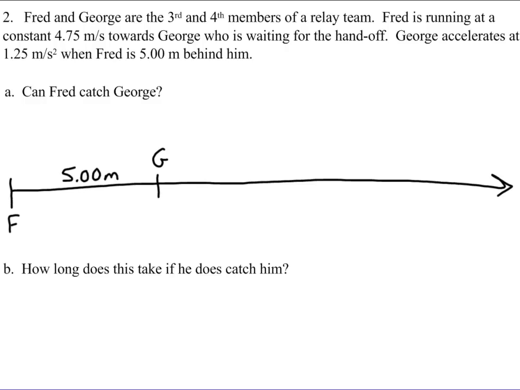So George has an initial velocity of 0 because he's starting from a standstill. He has an acceleration of 1.25 meters per second squared. Fred has a velocity of 4.75 meters per second, and he has no acceleration. He's running at a constant velocity.